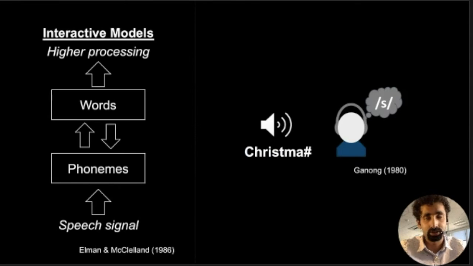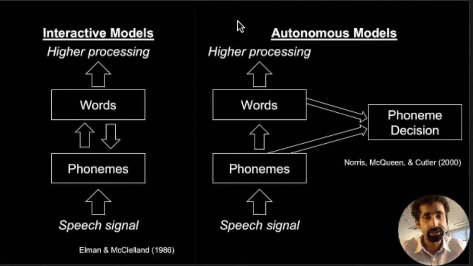Now, in the literature, this question is at the heart of a debate between two kinds of computational models. So in a family known as interactive models, when you activate a word, like Christmas, it directly feeds back to influence the activation of its constituent phonemes. And so it's because of this top-down feedback that the s phoneme gets a boost and you perceive an s at the end of Christmas. Now by contrast, in autonomous models, there is no feedback from words to phonemes. Instead, these two sources of information, word knowledge and phoneme activations, are combined post-perceptually. And so knowing the word Christmas doesn't boost your activation of the phoneme s, it just changes your decision about what phoneme you most likely heard.